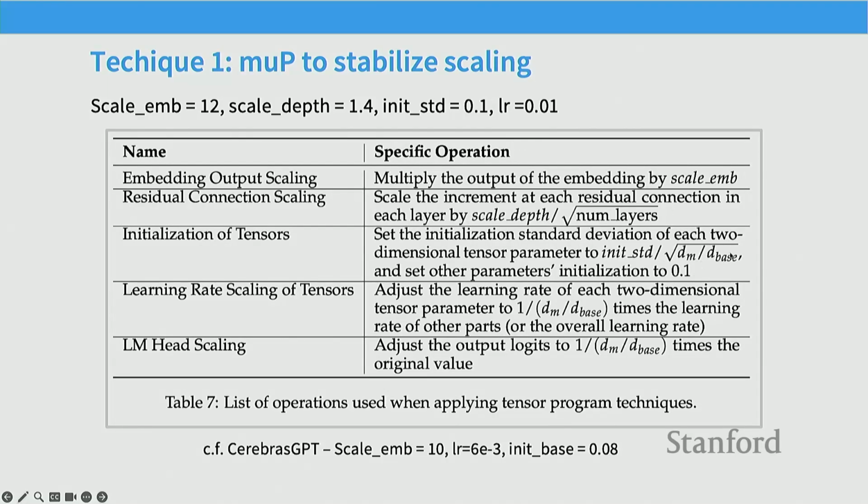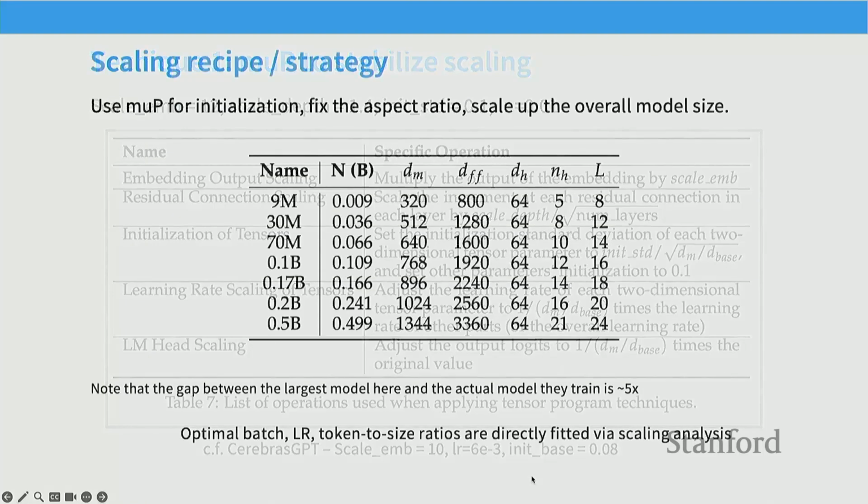You initialize it by sort of 1 over the base width. And then the learning rates are also scaled by the width of the model. We see basically the same strategy or the same kinds of scaling factors appear as in the Cerebras-GPT case, right? And they also end up with very similar parameters as Cerebras-GPT, the same kinds of scale embeddings, similar learning rates, off by a factor of 2 or so.